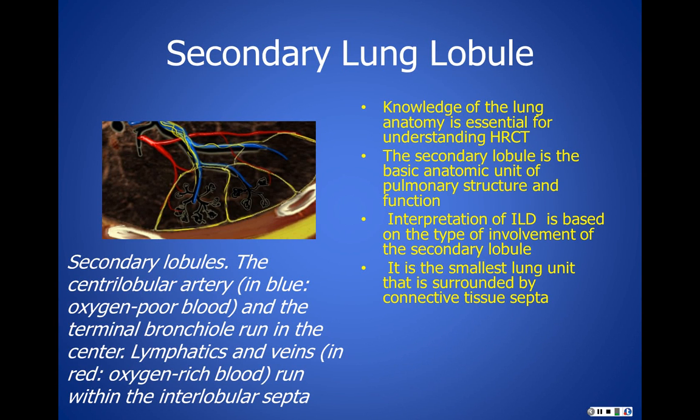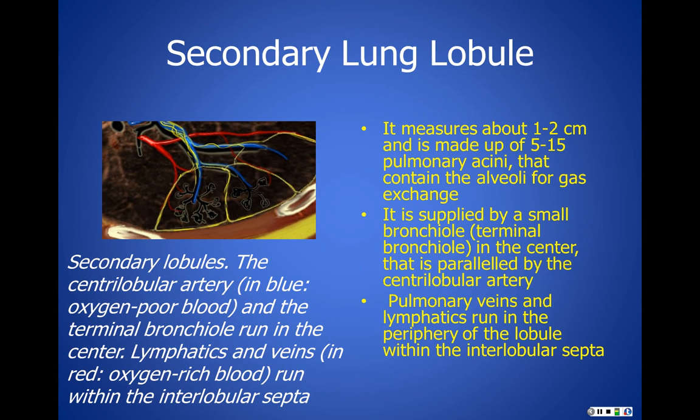So after this lecture, please try and look at some of the high-res CT scans. The secondary lobule measures about 1 to 2 centimeters in size. It is made up of 5 to 15 pulmonary acini that contain alveolar gas for exchange. It is supplied by a small bronchiole. As I said, it's the terminal bronchiole in the center that's paralleled by the centrilobular artery. And just to repeat, here we have the lymphatics and the pulmonary veins.